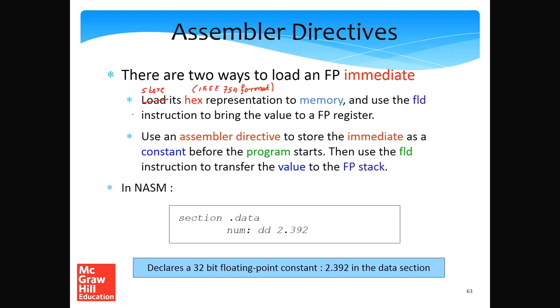So in NASM, there is a data section, section .data, in which all of these constants can be declared. We can define a 32-bit floating point constant called num, which specifies its 32 bits, and this is its value, 2.392. So we can specify a number in its decimal format. The label here is the name of the memory variable, which can be referenced later. What the assembler would do is take 2.392, convert it to its hex representation, store it somewhere in memory, and associate that memory address with the label num.